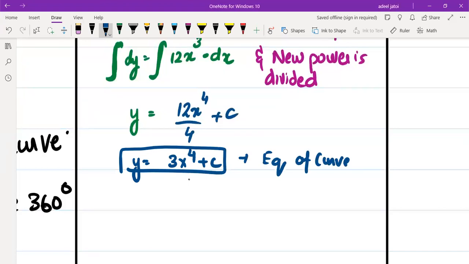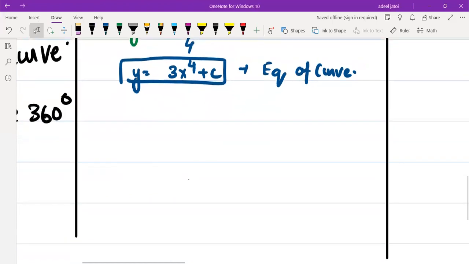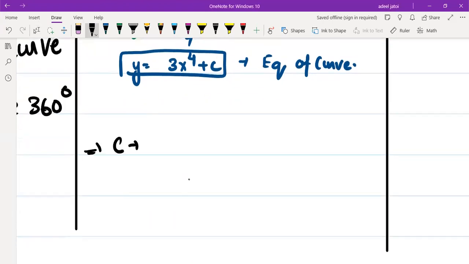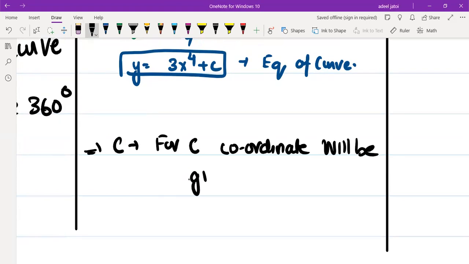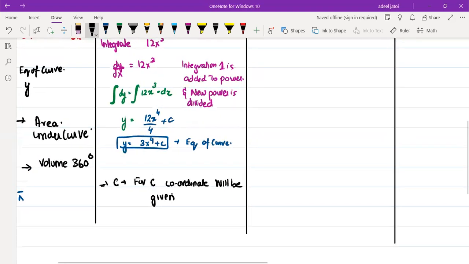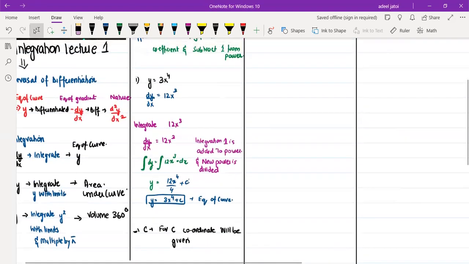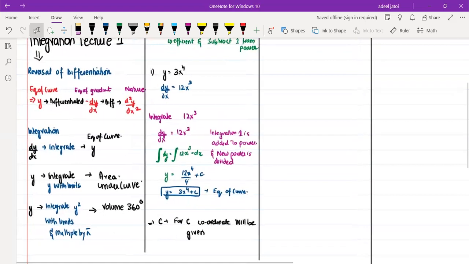How do you find c? For c, a coordinate will be given so that C can be found out. So this was generalized, one particular aspect of the integration.